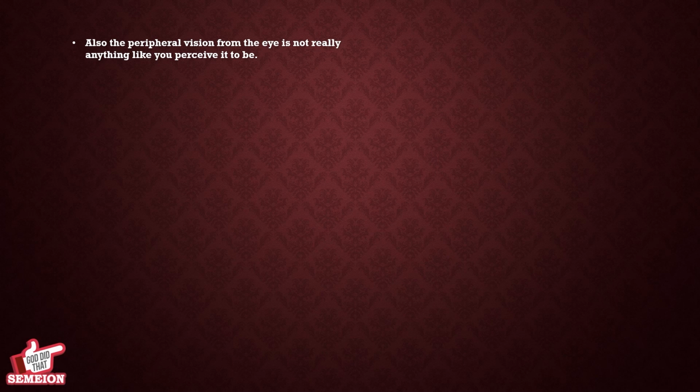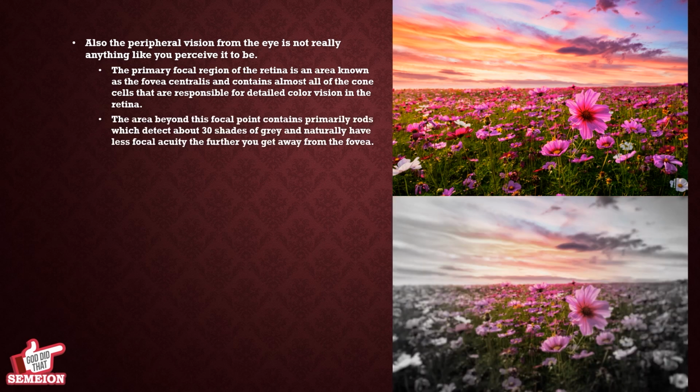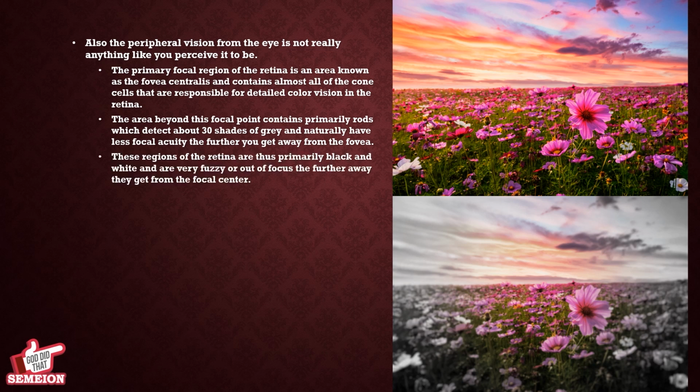Also, the peripheral vision from the eye is not really anything like you perceive it to be. The primary focal region of the retina is an area known as the fovea centralis and contains almost all of the cone cells that are responsible for detailed color vision in the retina. The area beyond this focal point contains primarily rods, which detect about 30 shades of gray and naturally have less focal acuity the further you get away from the fovea. These regions of the retina are thus primarily black and white and are very fuzzy or out of focus the further away they get from the focal center.